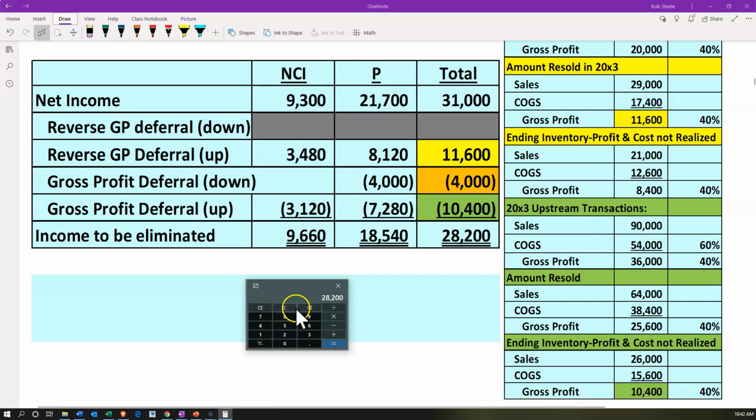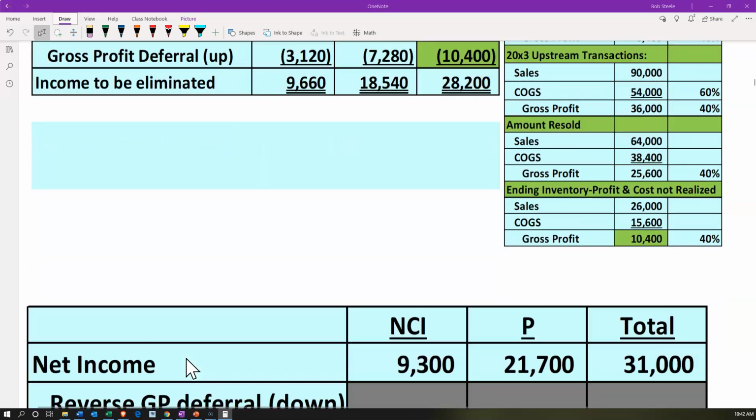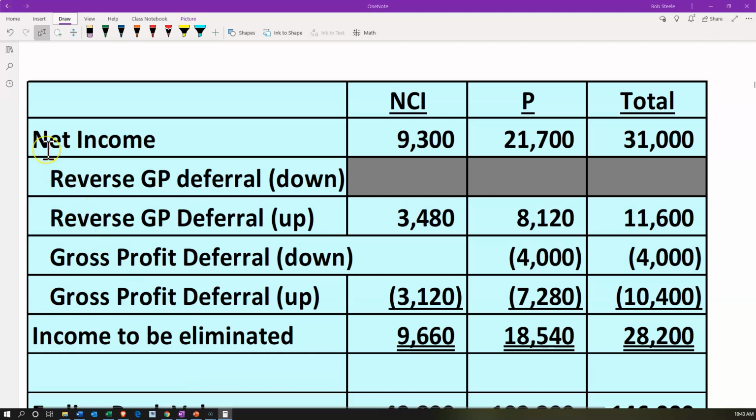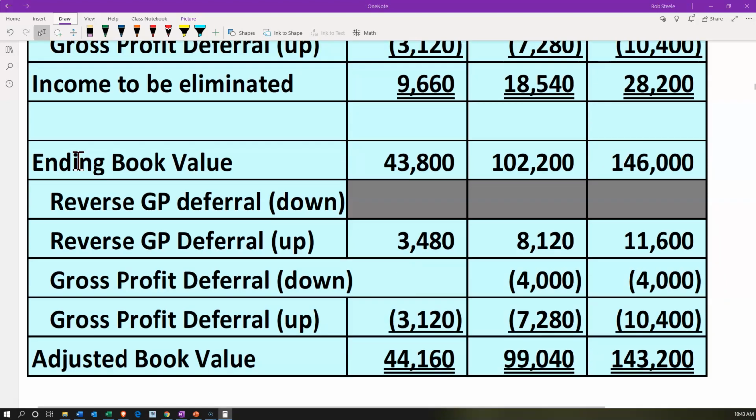And then, of course, for P, I'll do one more column. 21,700 plus 8,120 minus 4,000 minus 7,280 is the 18,540. Now, once we have this top half, the second half is going to be easier. So now I'm just doing the same thing. Here's the top half, here's what we just did, and now we're just going to fill in the bottom half.